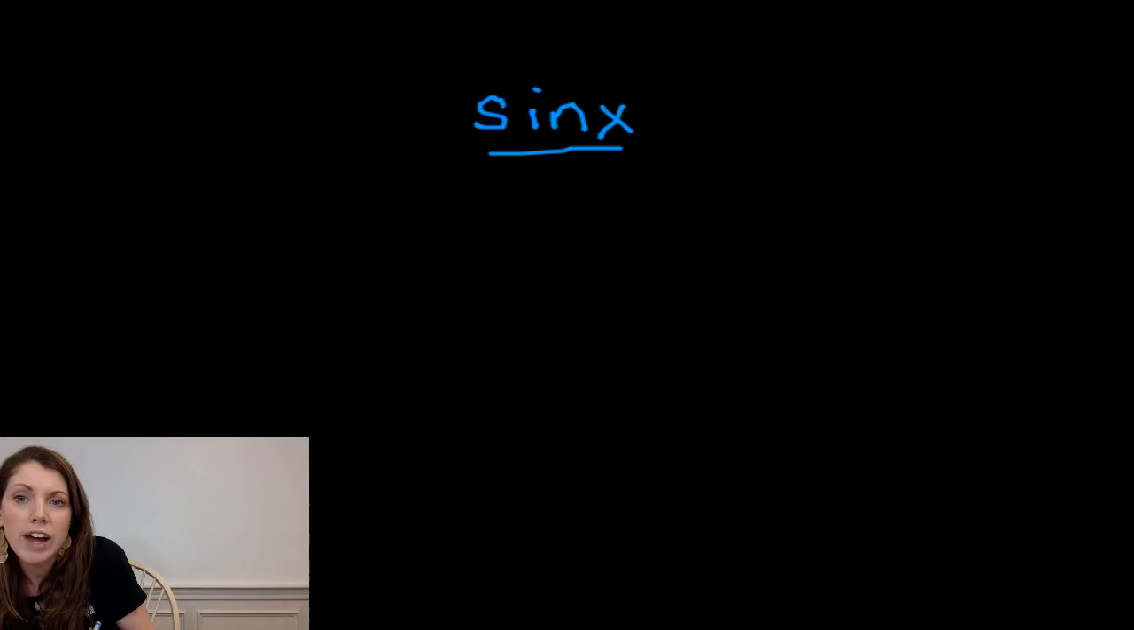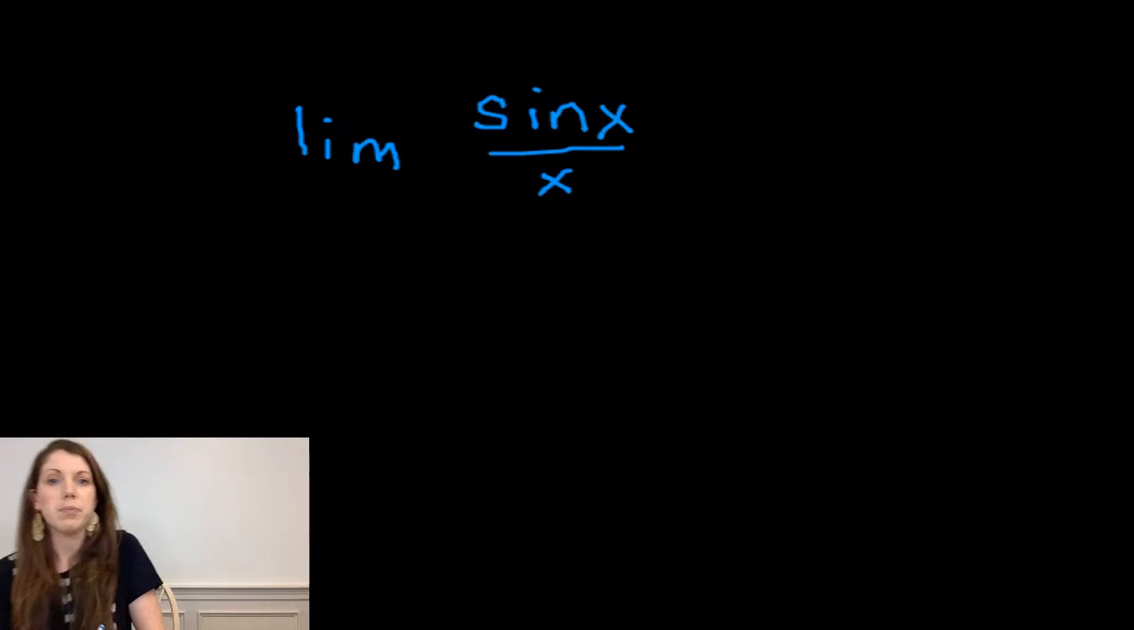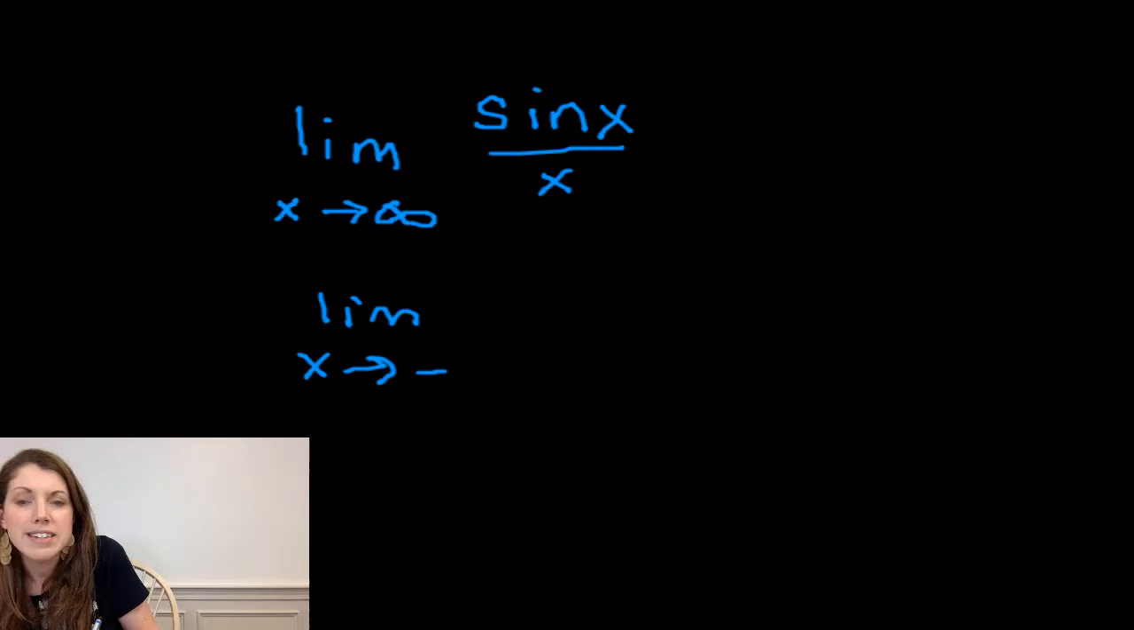So how do we write that? Let's see if we can write out what we're talking about here. We have a function, sine of x over x. And the question that we were asking ourselves before we looked at that picture is, what is the limit as the x value goes to infinity? Oops, that should be an arrow. And what is the limit as the x value goes towards negative infinity?